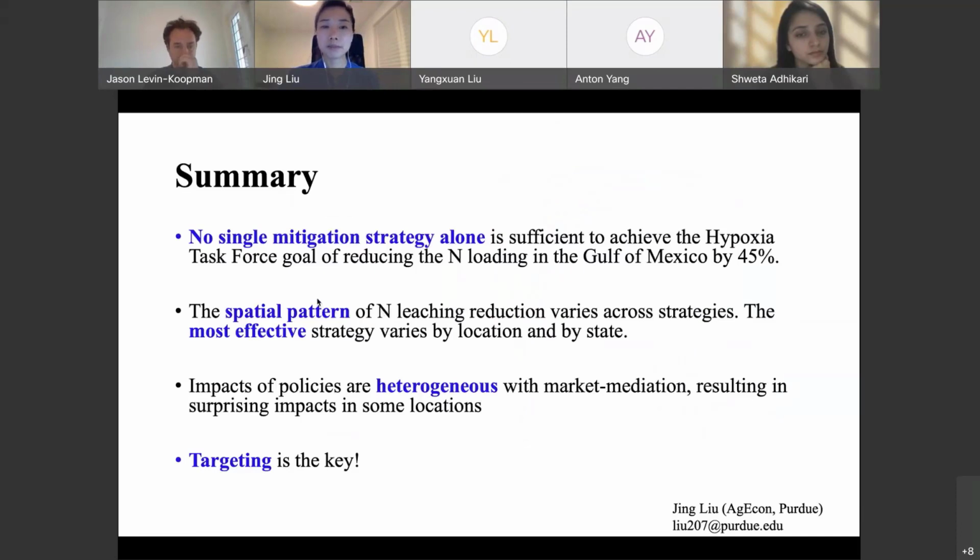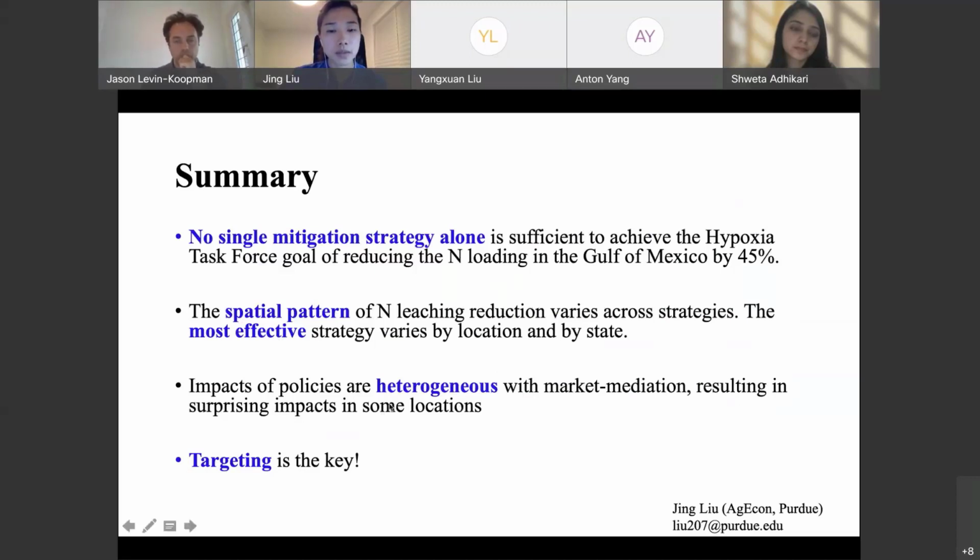Well, to sum up, we find that to achieve this 45% reduction goal, no single mitigation strategy alone will work. So multiple conservation practices have to be combined to get there. And we find some very interesting spatial patterns of leaching reduction. So even though some of them give a large total amount of mitigation at the national level, at the grid cell level, the pattern does vary. And the most effective strategies will be different by location and by state. So from the policy point of view, locals should think about the different policies that suit their conditions best.